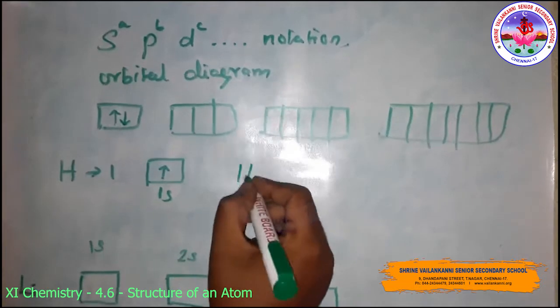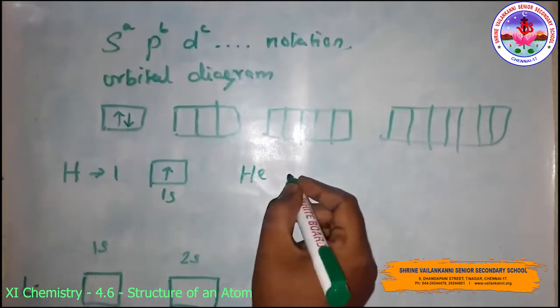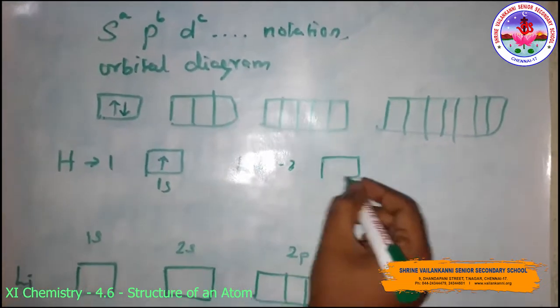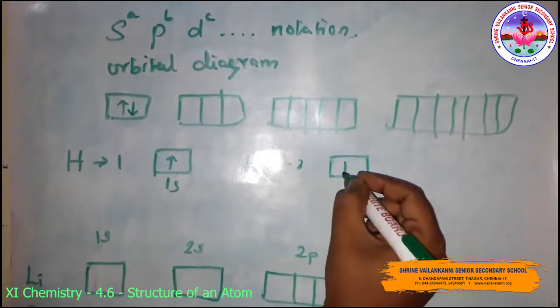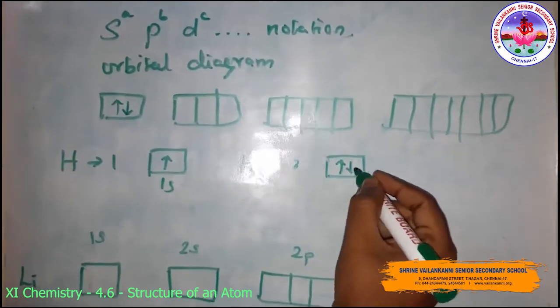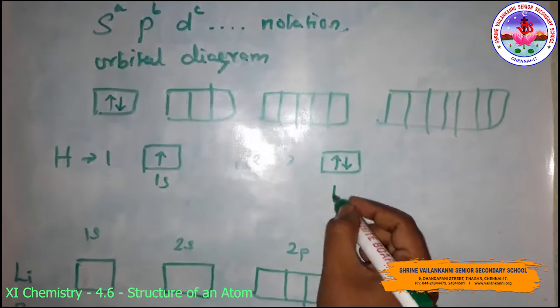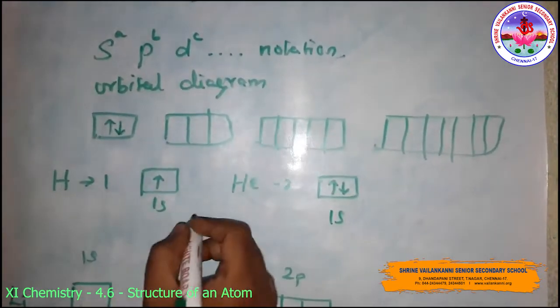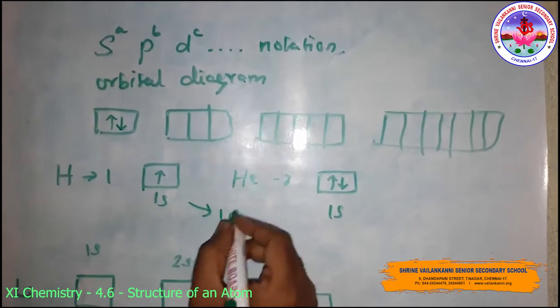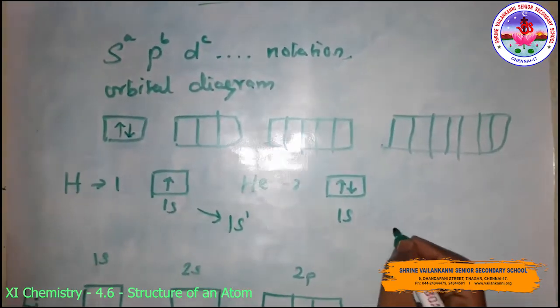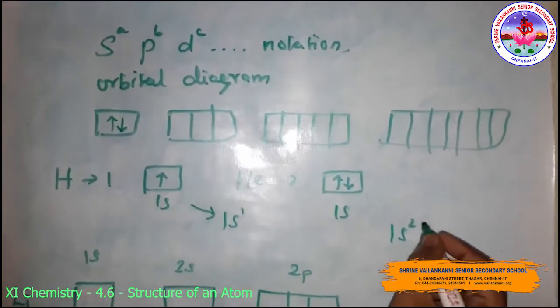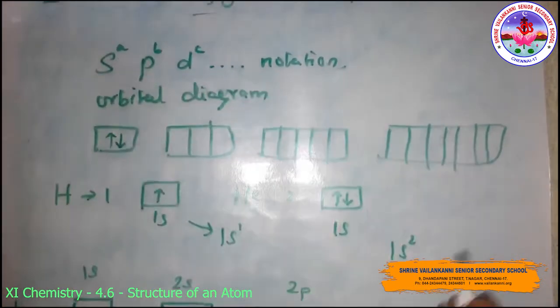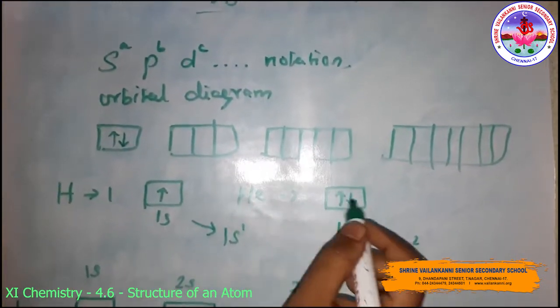For the helium atom, atomic number is 2, so this is also the s orbital only. One electron has spin, another has opposite spin. So you write the electronic configuration for hydrogen as 1s1. For helium, 1s2. The superscript indicates the number of electrons, that is the atomic number.